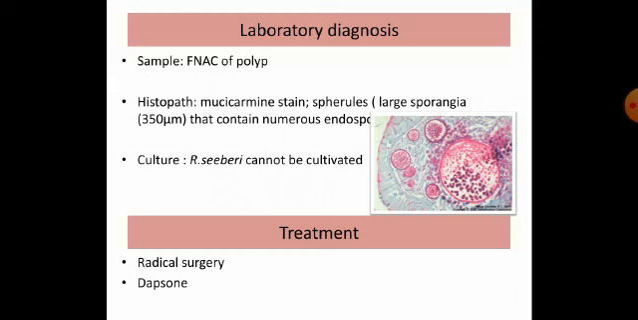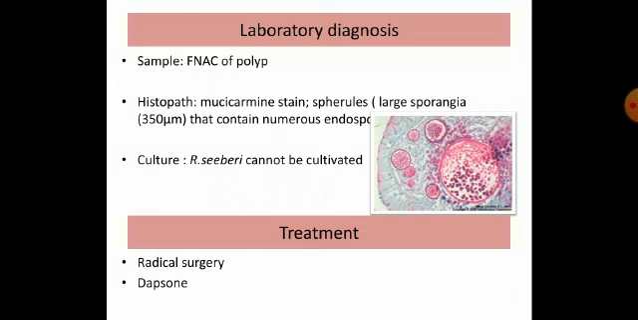which measures around 350 microns in size, and this large sporangia in turn contains small numerous endospores, which are again measuring around 50 to 60 microns in size. So the entire thing, the large sporangia containing the small endospores, is referred to as the spherule, and it is very pathognomonic of rhinosporidiosis. Culture: till today we have not been able to cultivate or grow this Rhinosporidium seeberi. So there is no culture media which is available to grow this organism. That was about the lab diagnosis.